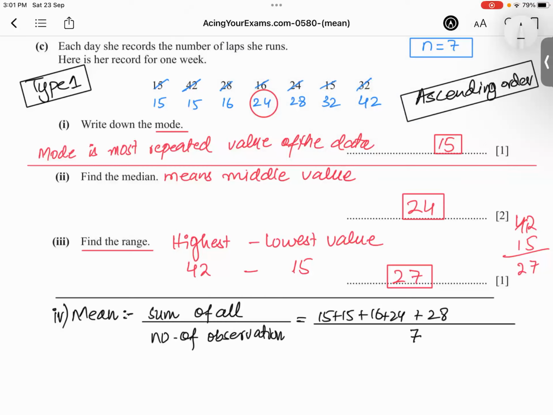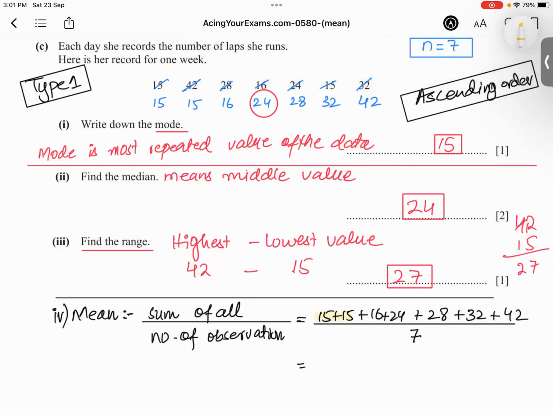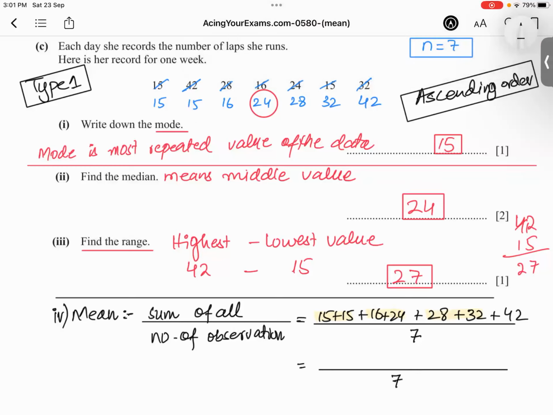plus 28 plus 432 plus 42. I always recommend, whenever you have to add without the help of a calculator, that you make pairs, two pairs, and then you can easily add them. So don't be in a hurry, because you can make some error here.